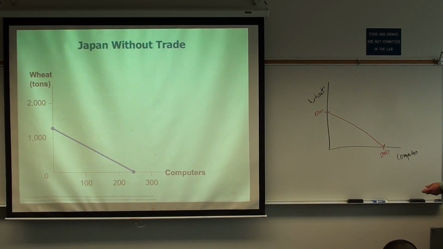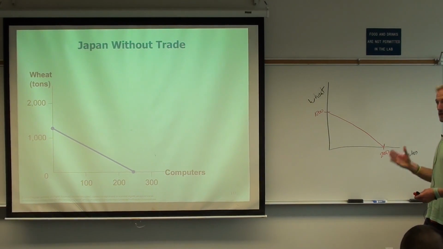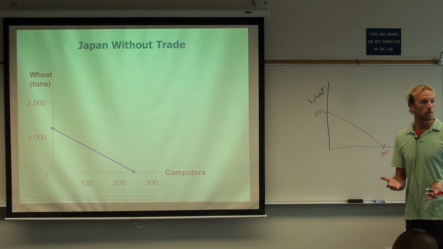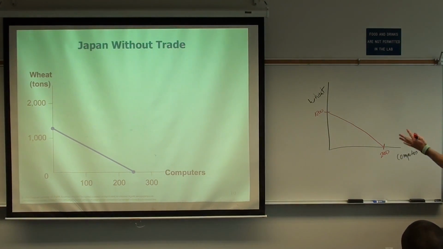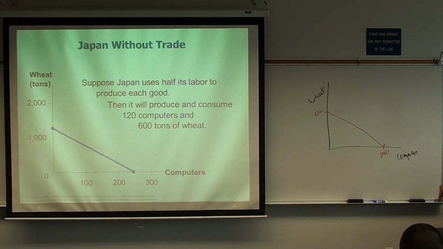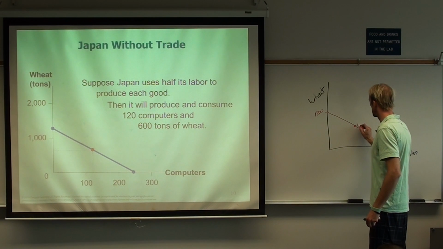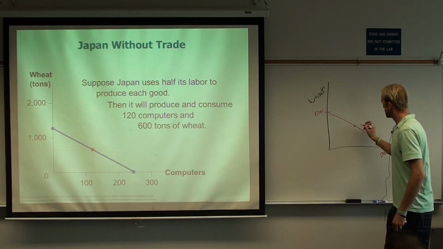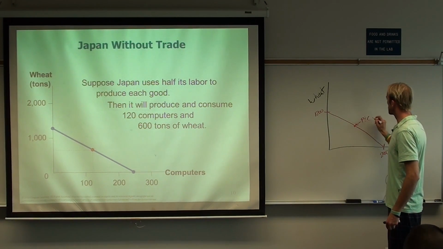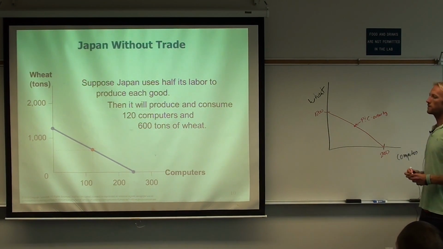So let's ask the same question. What happens if Japan doesn't end up trading? Well, whatever they produce, Japan will also consume because it's not trading. So let's make the same assumption that they do half and half again. It's going to produce and consume right there, 120 computers and 600 tons of wheat. So we'll do produce and consume. Make that a little bigger so you can see that. It's going to produce and consume under autarky right at that point. Okay?